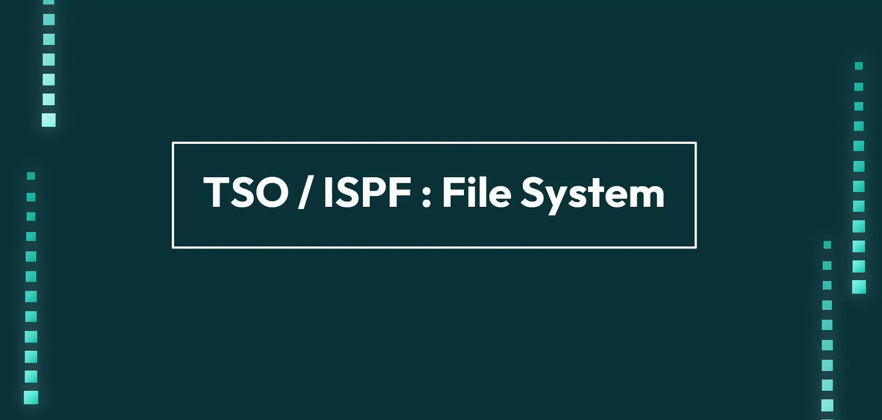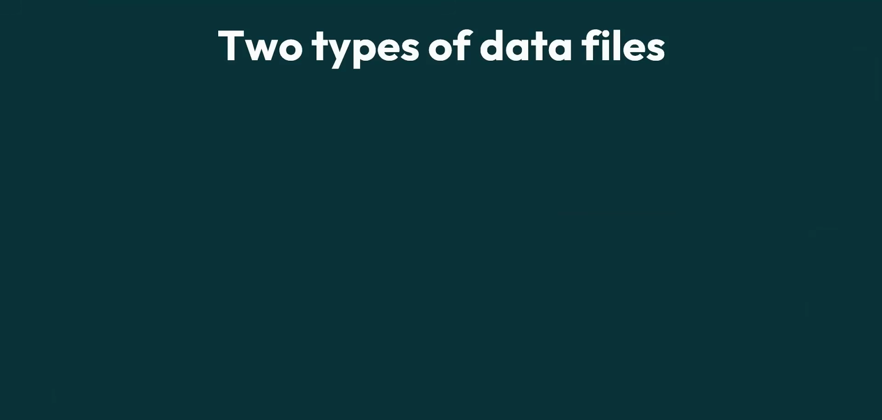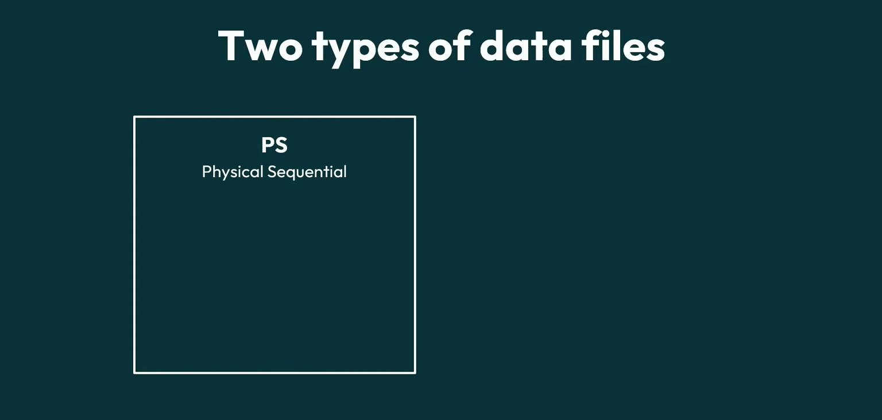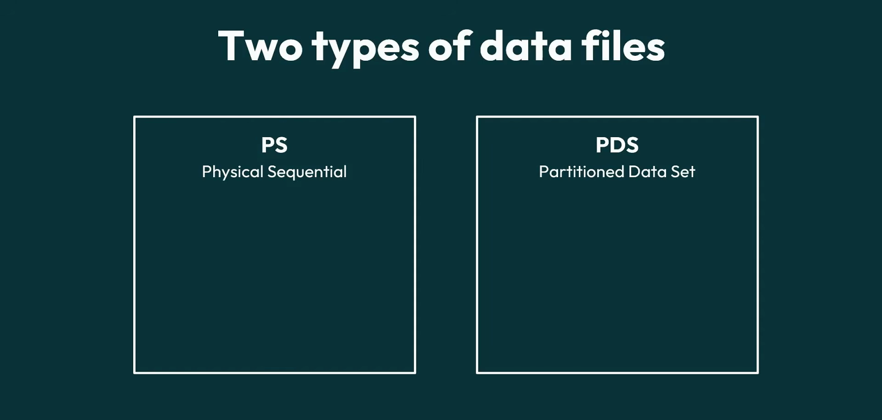Before developing our first Cobol program, we'll first take a look at the file system. In z/OS, there are 2 main types of data files: physical sequential files, known as PS files, and partitioned datasets, known as PDS. To better understand the difference between the two, we can compare them to elements you're already familiar with in a traditional file system. A PS file is similar to a regular file. A PDS is more like a folder containing multiple files.